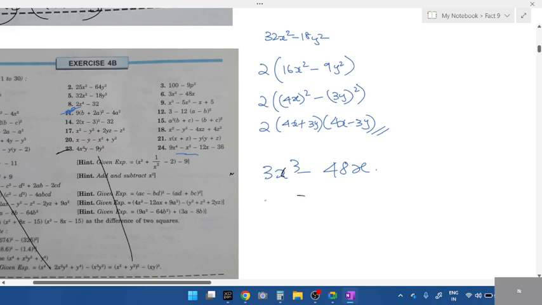What is common, students? 3 is common, x is common. What's the remainder? Divide this. X square is left, minus... x and x get cancelled. 3 times 16 goes in 48.